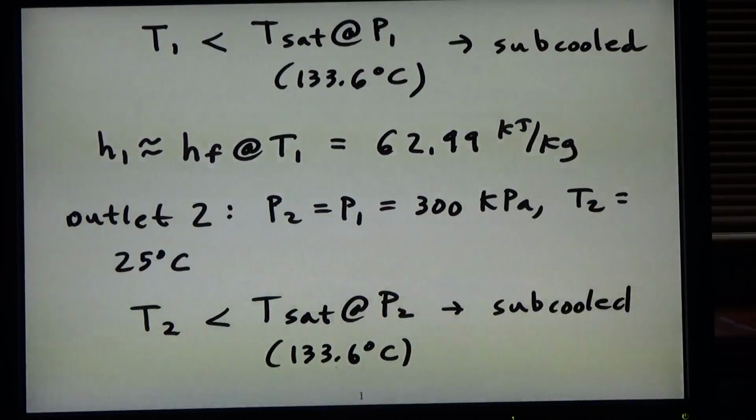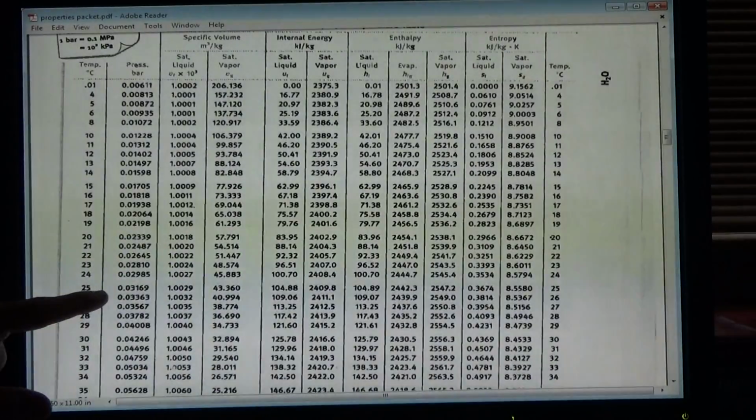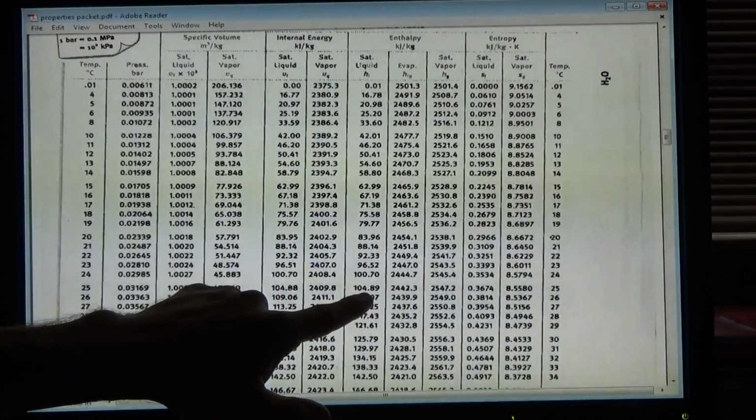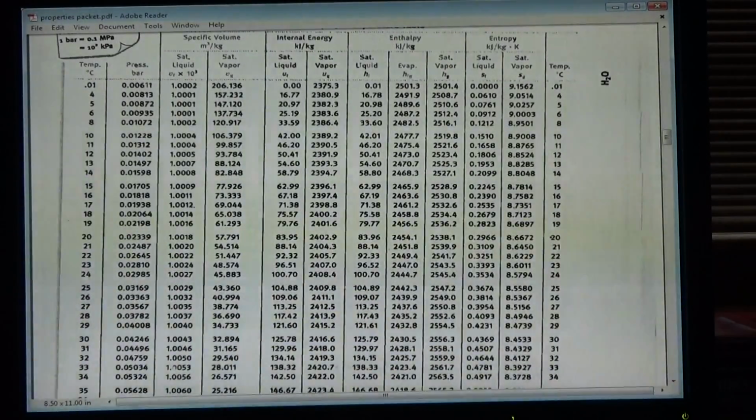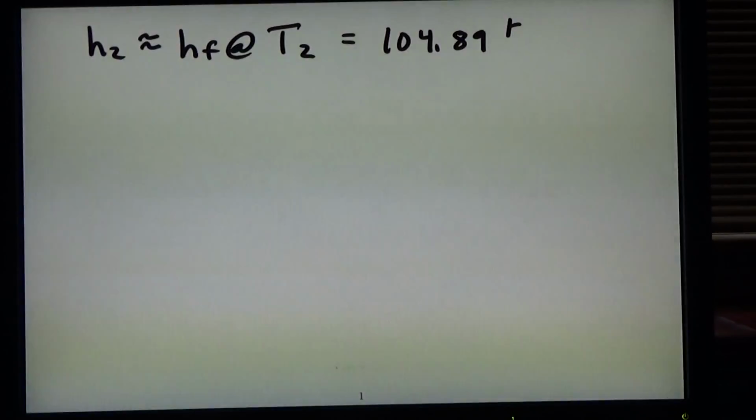So same process, we can get H2 by using our incompressible liquid approximation, H sub F at T2. So T2 is 25 degrees Celsius, we read off H sub F, 104.89. That takes care of water.